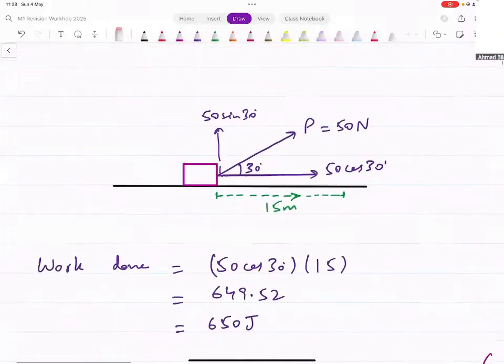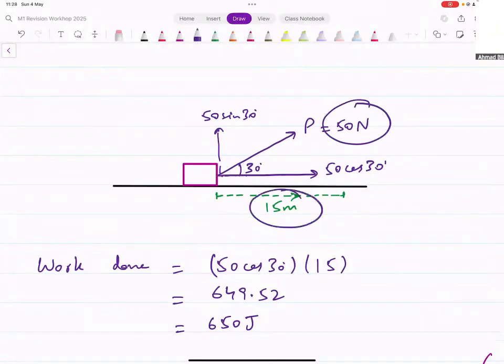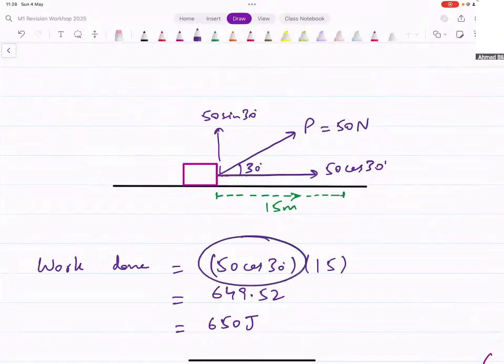If it's acting at an angle, for example, this is 50 newtons, the angle is 30 degrees, and the distance that the object travels because of that is 15 meters, you find the component of that force in that direction, and then you multiply that by the displacement. So 50 cos 30, that's the component of that force in this direction, times the displacement, gives you the result.